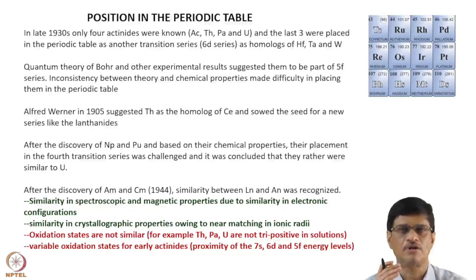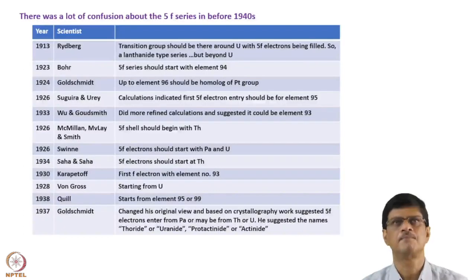Oxidation states, however, are not similar to those of the lanthanides. Thorium, protactinium and uranium are not tri-positive in solutions, but +4, +5 and +6 oxidation states are formed in those cases. Variable oxidation states for the early actinides have also been detected, and the reason for this is that the 7s, 6d and 5f energy levels are very close in energy. That is how the variable oxidation states of the actinides were explained.